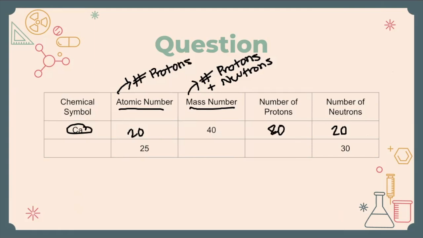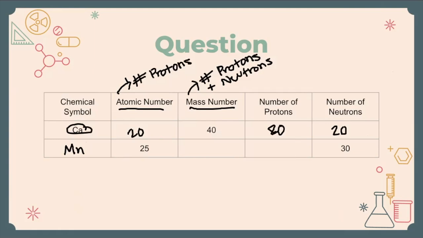Now, for the second row, we're not given the chemical symbol or the mass number or the number of protons, but we are given the atomic number. And what does the atomic number tell us? The number of protons. And that is the large number above the elements on the periodic table. And so we just need to find 25 on the periodic table. And we find out that is Mn.